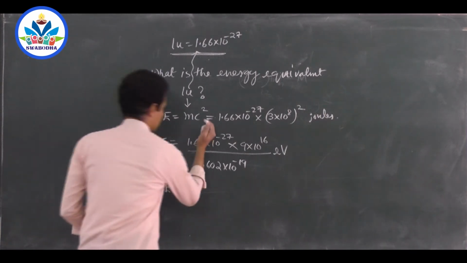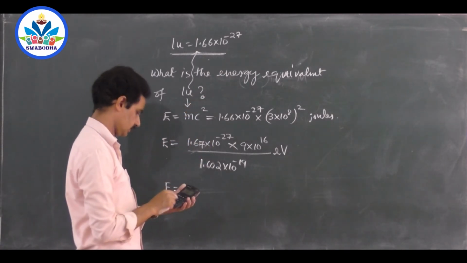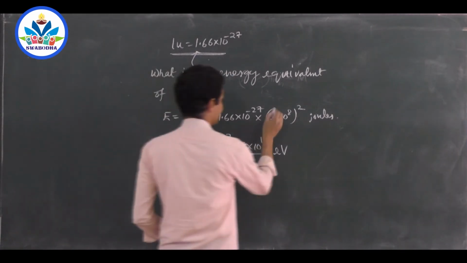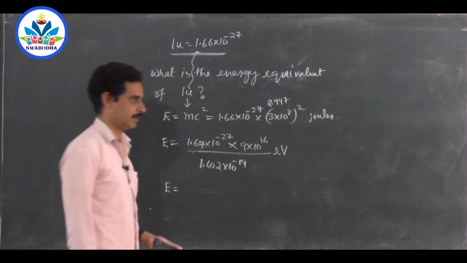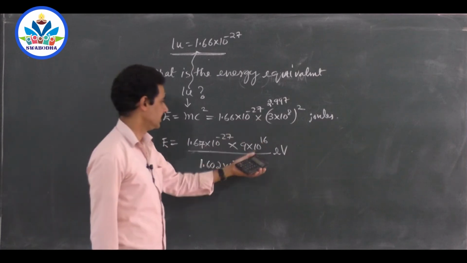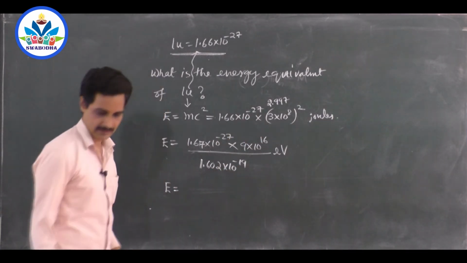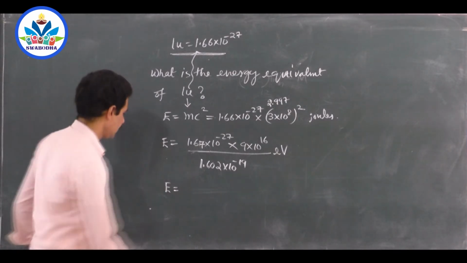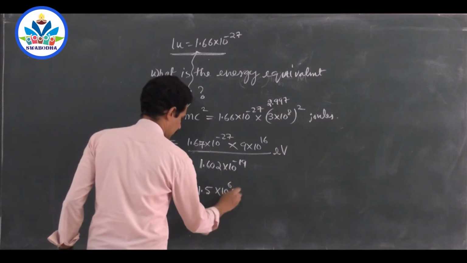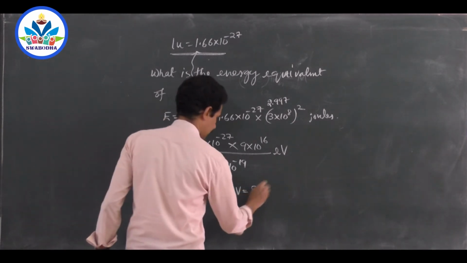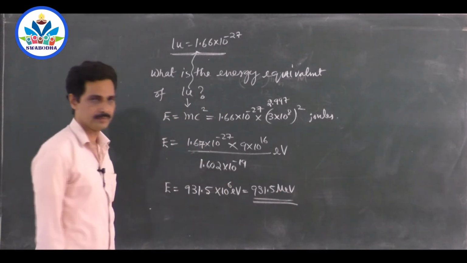1.67 actually, this one 1.67, 66 and some digits you have, 67 into, and this is not exactly 3, this is 2.997 something, right? The exact velocity of light in air or vacuum, and 2.997, that you have to substitute, and after substituting these values you will get 931.5 into 10 to the power 6 electron volt, that is equal to 931.5 million electron volts. This is the energy that you obtain, right?